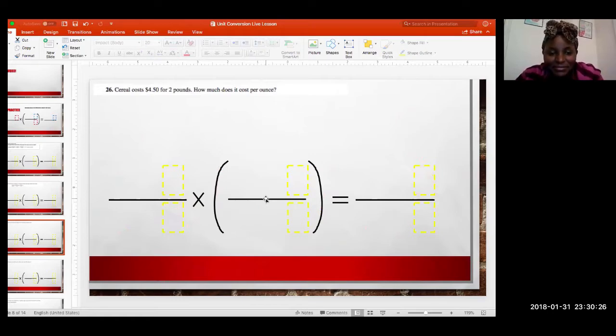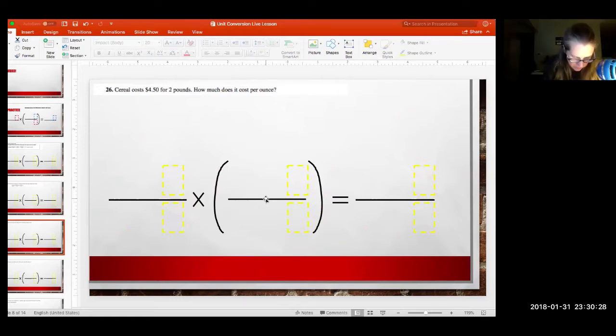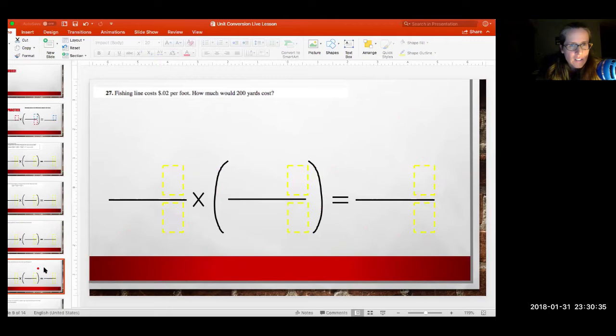Let's see. Which one are we on? Not that one, not that one, not that one. I think we're on this one. Darn it, I went to the wrong one. Hold on. Okay, here's the next one.